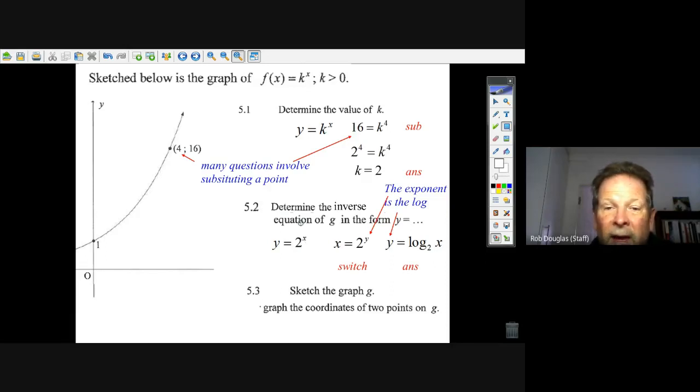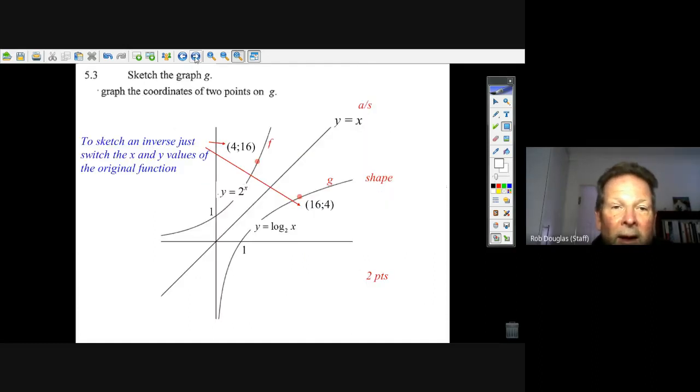Now it says determine the inverse of this function. The inverse is going to be called g. Anyways, they want you to find the inverse of this. You've got y equals 2 to the x. You switch x and y. There's the inverse, but it's got to be in the form of y equals. Well, the exponent is the log. So y equals the log, the base is 2, of x. There's your answer.